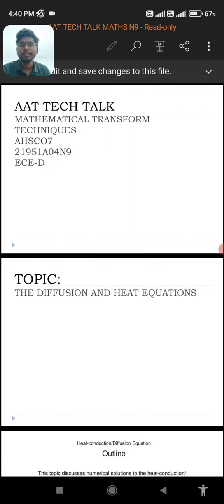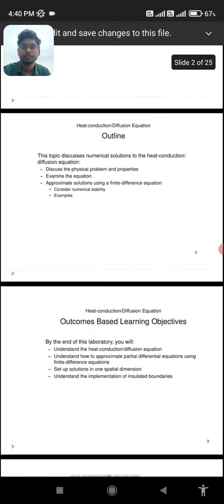My AAT Tech Talk topic is about the diffusion and heat equations. This topic discusses numerical solution to the heat conduction and diffusion equation, discusses the physical problems and properties, examines the equations, approximates solutions using a finite difference equation, and considers numerical stability examples.